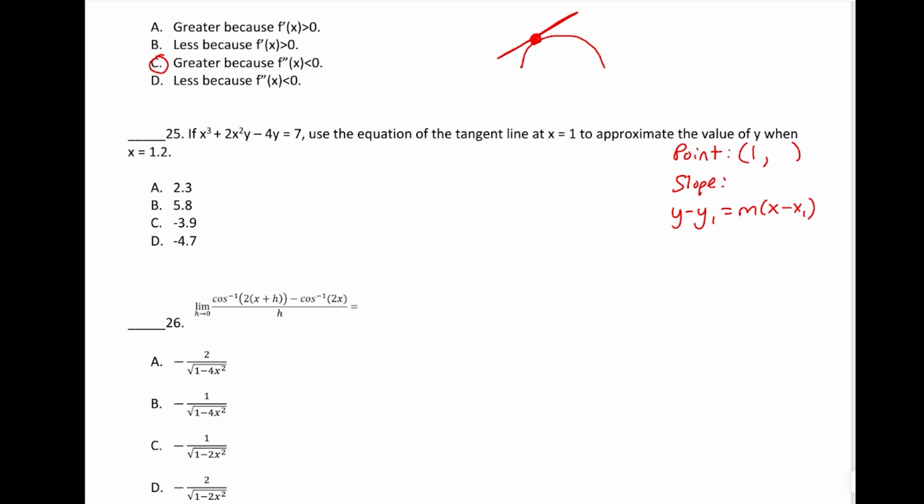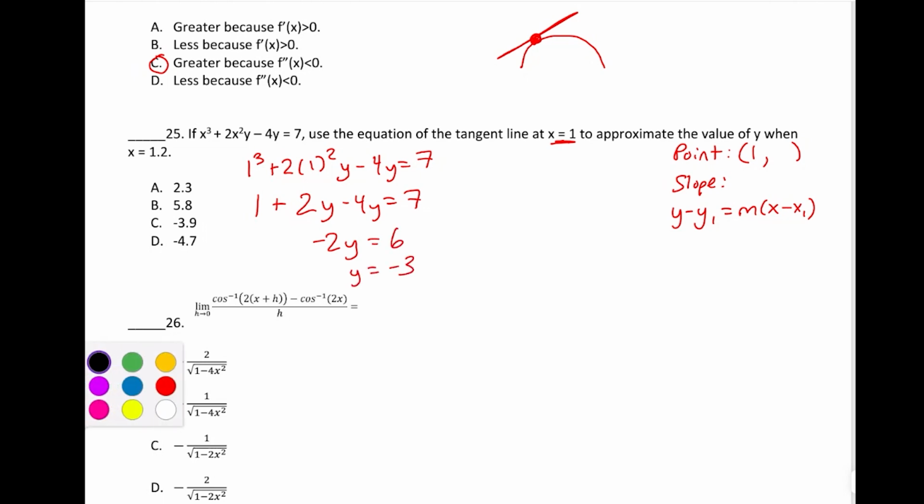So let's go back, and we need to find first the point. So we need to plug in 1 into the original equation. 1 cubed plus 2 times 1 squared times y minus 4y equals 7. And we're going to solve for y. 1 cubed is 1 plus 2y minus 4y equals 7. 2y minus 4y is negative 2y. 7 minus 1 is 6. And 6 divided by negative 2 is negative 3. So the y-coordinate of the point of tangency is going to be negative 3.